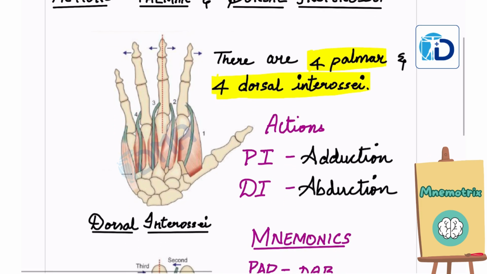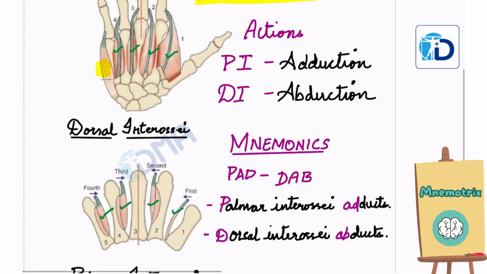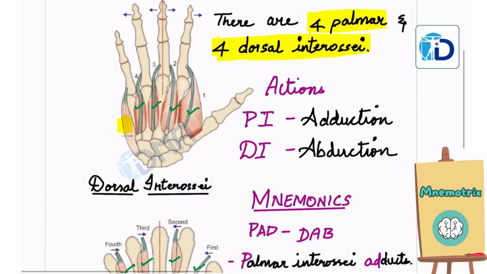So here in this first picture, I have represented the dorsal interossei muscles. Except this first one, which is the abductor digiti minimi, these 4 muscles are the 4 dorsal interossei muscles. In this second picture, I have represented the palmar interossei muscles. Here there are 4 palmar interossei muscles. So there are 4 palmar and 4 dorsal interossei muscles.